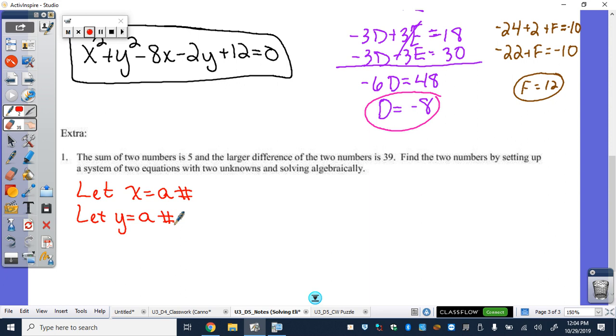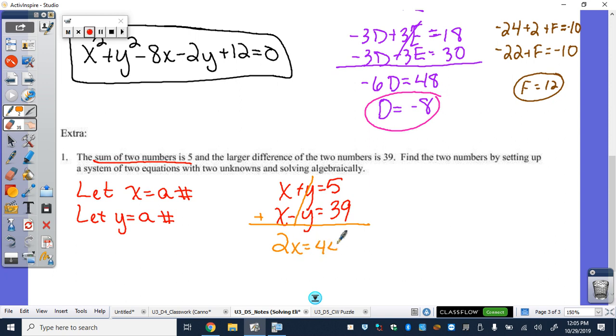So let's write some equations. The sum of two numbers is 5. Sum means we're doing what? x plus y equals 5. The larger difference of the two numbers is 39. x minus y equals 39. It's already set up for elimination, so just add them together. y's cancel. 5 plus 39 gives us 44. So what does x equal? 22.